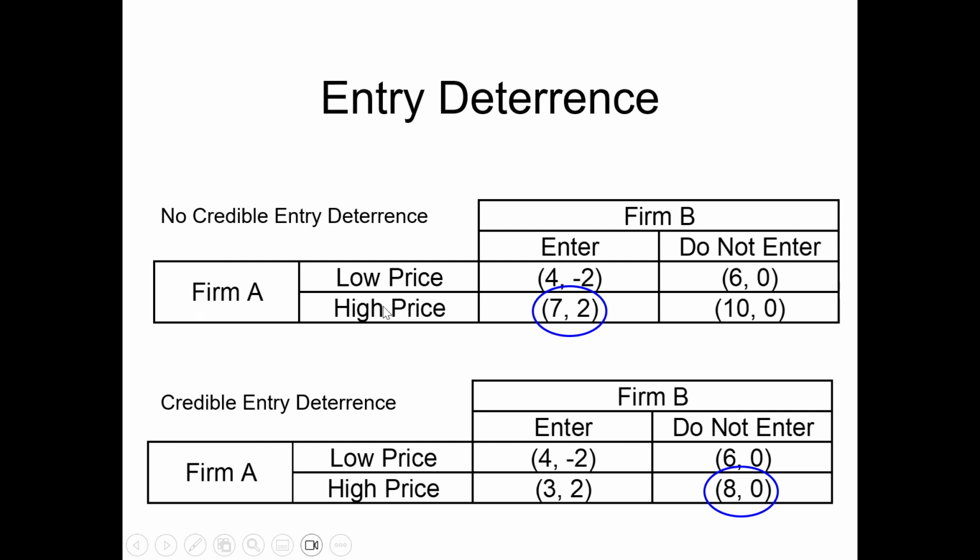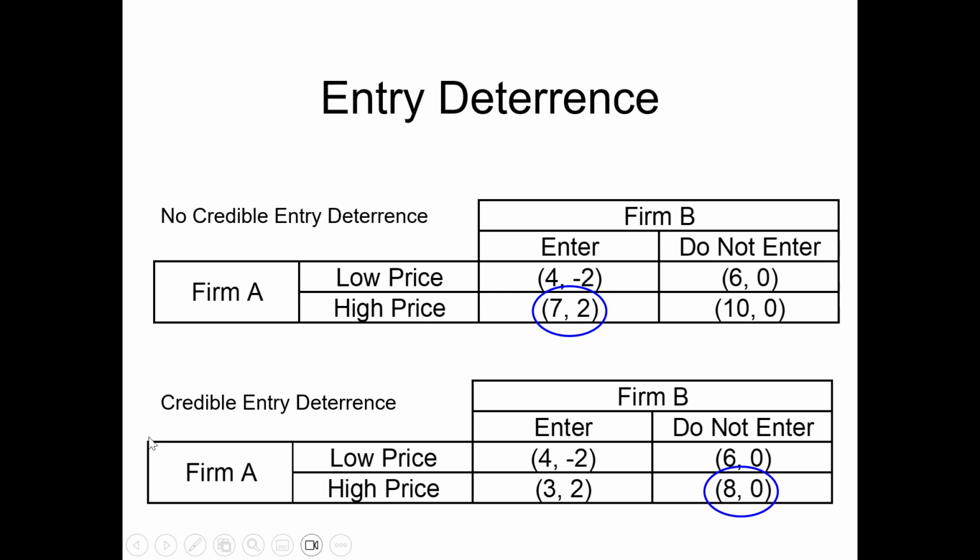They will get only 0 here. And if firm A chooses a higher price and firm B enters, what will happen? The persons who are there for firm A will stay with firm A, but some persons will move on to firm B. That is why this -2 changes to +2. And if the price is high and firm B does not enter, no issues. They have a 0 here. This is called no credible entry deterrence.